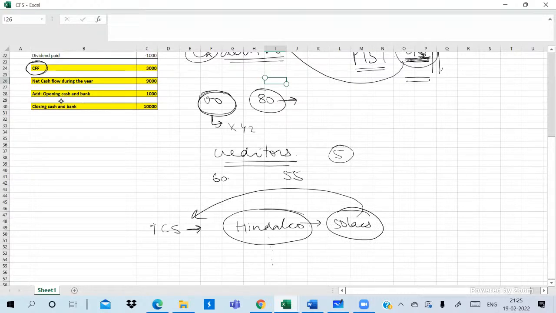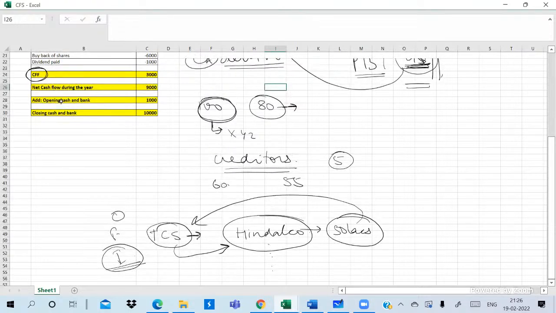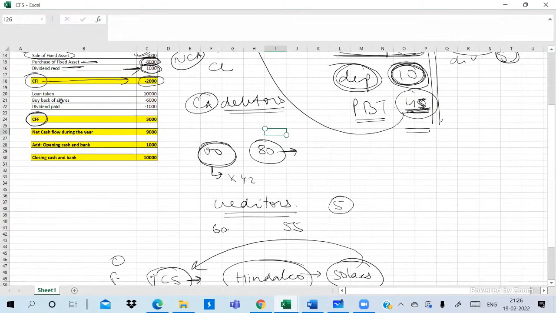So this money will come in. So that's an inflow. Now the question is, should I show it as a part of operating activities, financing activities, or investment activities? I will show it as a part of investment activities because TCS has done investment in Hindalco, and Hindalco has given that money for the investment that TCS has done. So this 50 lakhs will be shown as an inflow for investment activity. Any questions before we move to cash flow from financing activities?